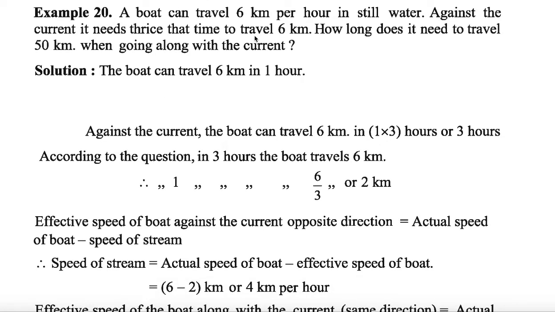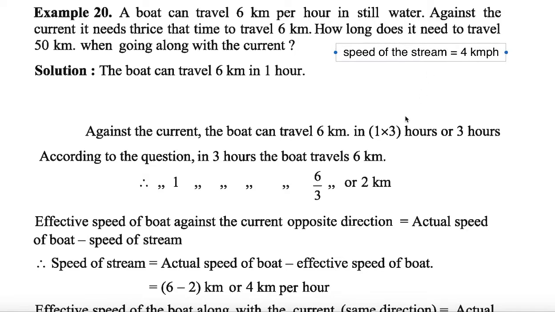Then what is the speed of the stream? Speed of the boat minus speed of the stream is 2. So speed of the stream is nothing but 6 minus 2, that is 4 km per hour. We got the speed of the stream to be 4 kilometer per hour.